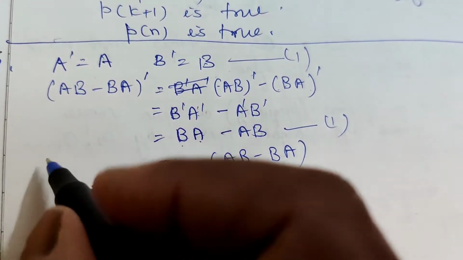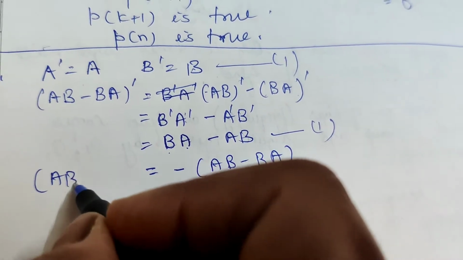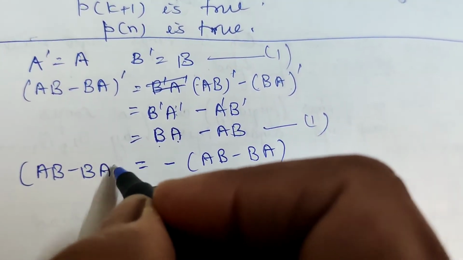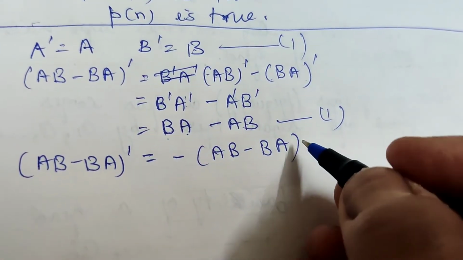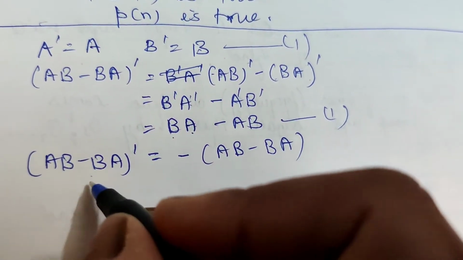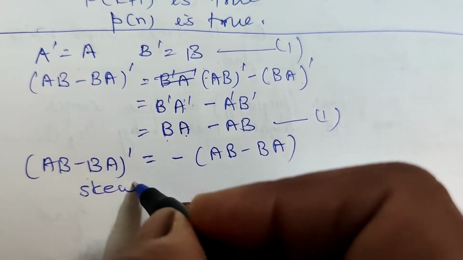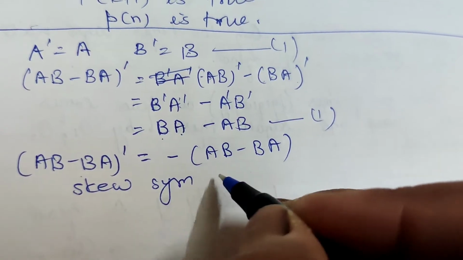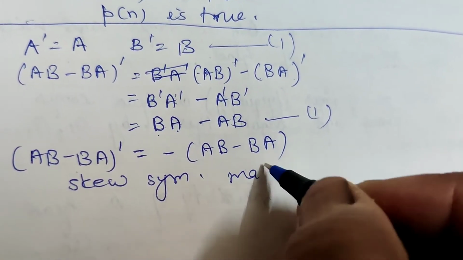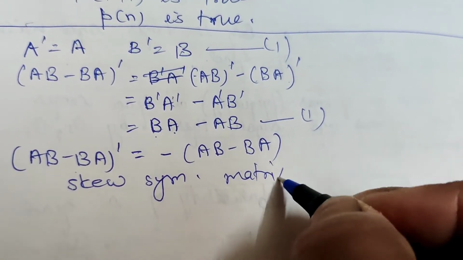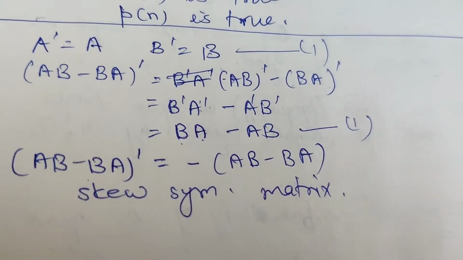If the transpose of AB minus BA equals the negative of the matrix itself, it means this is a skew symmetric matrix. Okay.